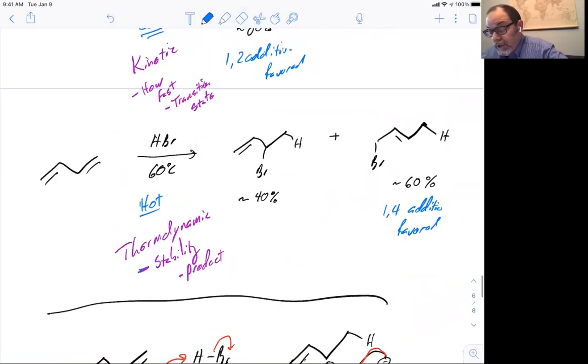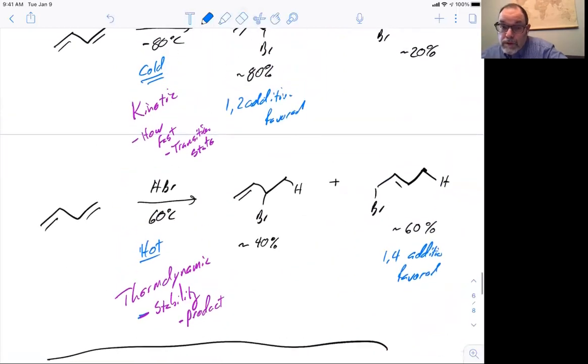So in general, kinetic is going to be speed, transition state. How fast can we get the reaction to occur? The one that occurs fastest is going to be the kinetic product. Thermodynamic is going to look at stability, so we usually want equilibrium. With kinetic, we can also think about it as quantitative: you want it to occur and then stop. With thermodynamic, you want it to go through equilibrium.